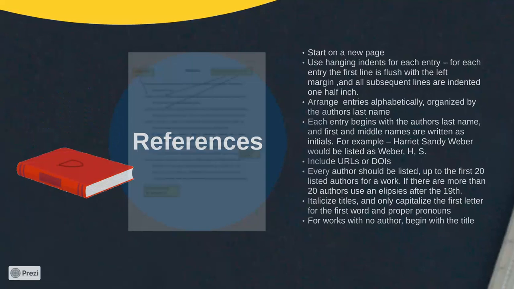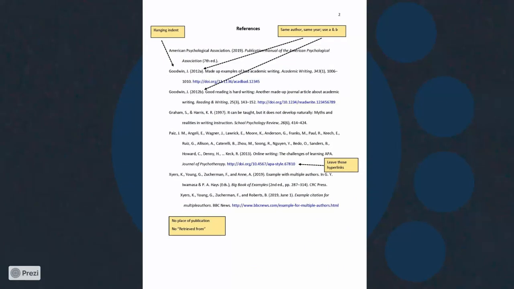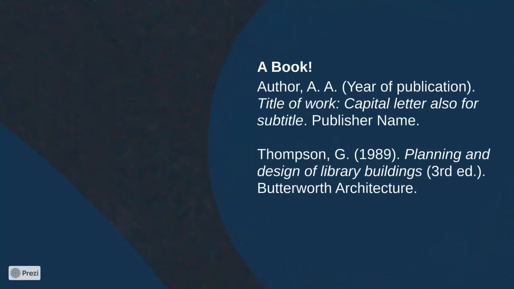Here's an example of a references page which shows how the hanging indent helps your readers quickly find the author's name. A basic reference requires you include 4 things in the following order: the author's name and first initials, the date of publication in parentheses, the title of the work italicized, and the publisher's name or URL.